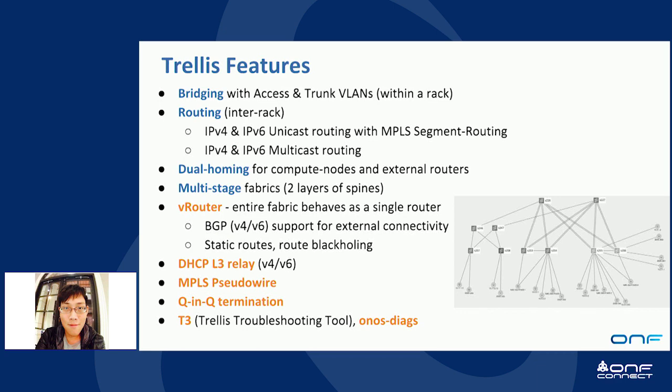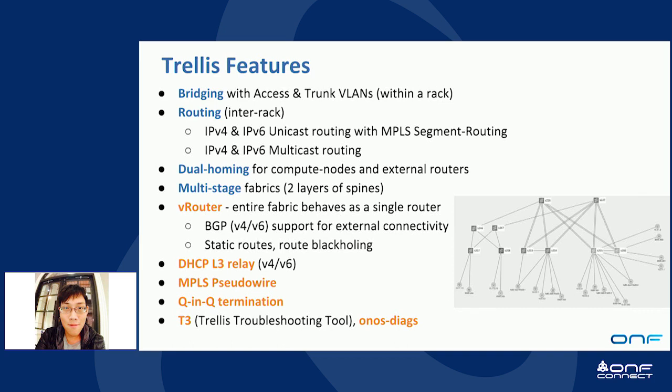And the second one would be the DHCP L3 relay for v4 and v6. As I mentioned, the DHCP relay can not only support DHCP for the infrastructure servers, but it can also serve the customer traffic. So the customer devices can use the same DHCP relay to get IP addresses.